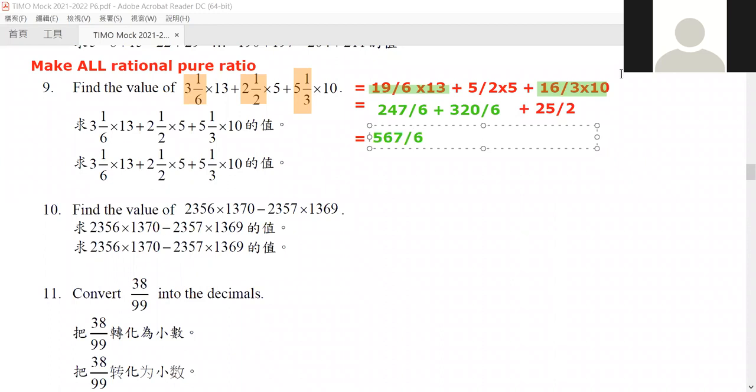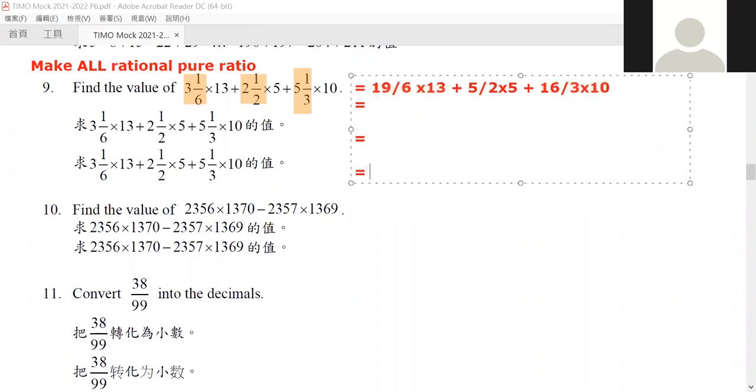But 567 over 6, now because 567 is a multiple of 3, so we can reduce it further. And hence, our answer will be equal to 189 divided by 2 plus 25 divided by 2. And now after this, we add this together, so it will equal 214 over 2, or in other words, it will be equal to 106.